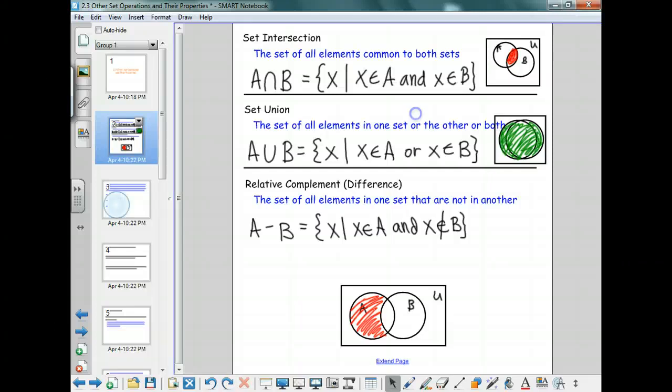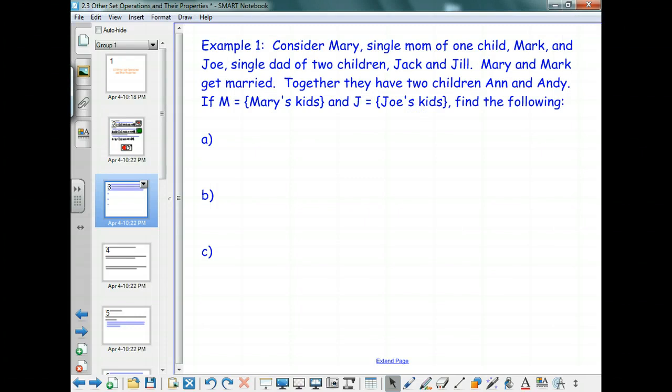Okay, we're going to do an example. Consider Mary, single mom of one child, Mark, and Joe, single dad of two children, Beth and Jill. Mary and Mark get married. That's not right. I remember there was a typo last time. Mary and Joe get married. It would not be good for Mary to marry Mark. Let's let Mary marry Joe. Better. Together they have two children, Ann and Andy. If M equals Mary's kids and J equals Joe's kids, find the following.